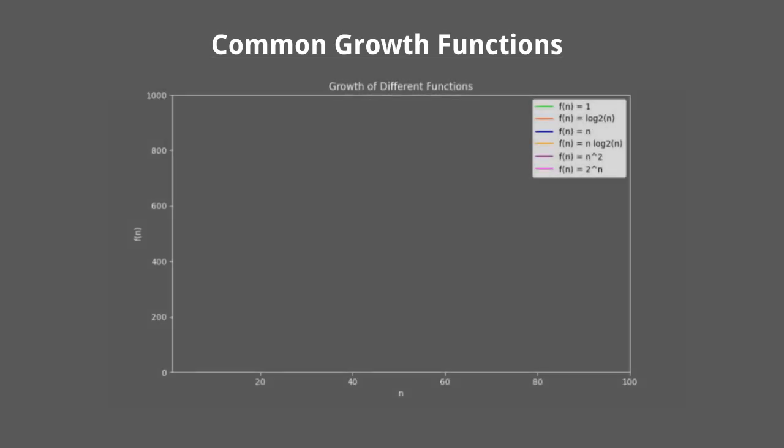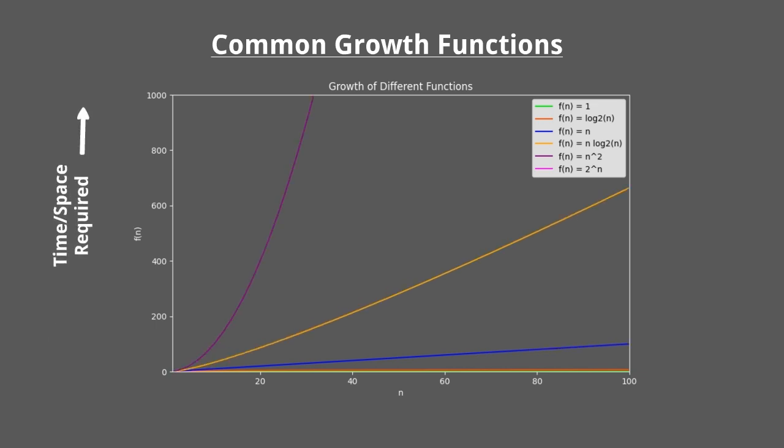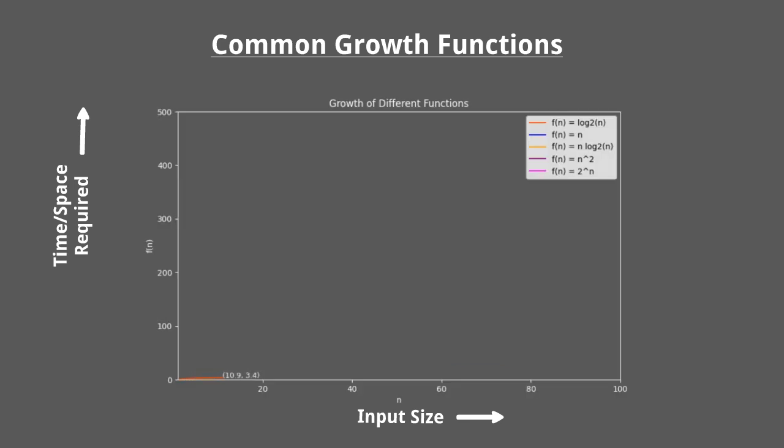Now, let's explore some common growth functions to fully grasp how algorithms scale. Growth functions provide a way to visualize how the time or space required by an algorithm increases with the input size. Here are some common growth functions. Logarithmic time, the time required increases slowly as the input size grows. Binary search is an example where the search time increases logarithmically with the number of elements.